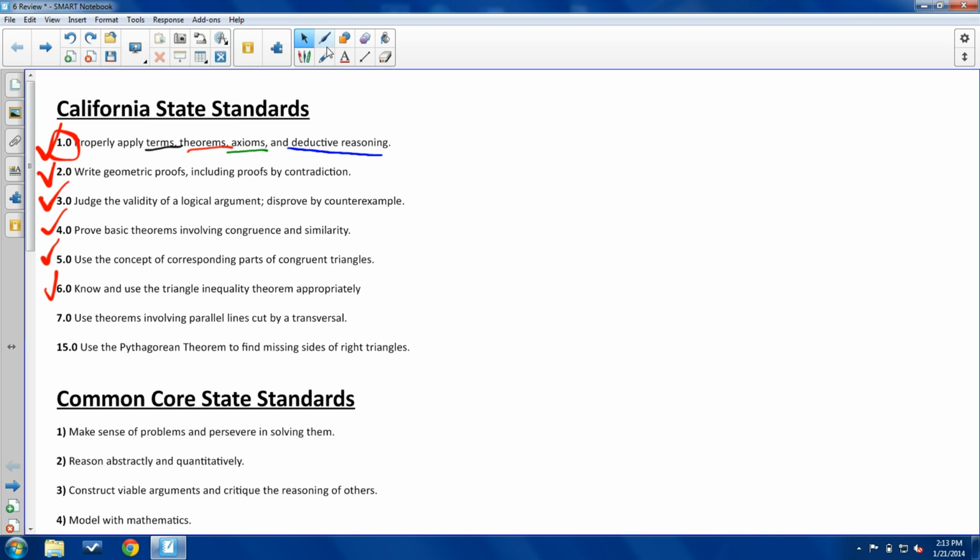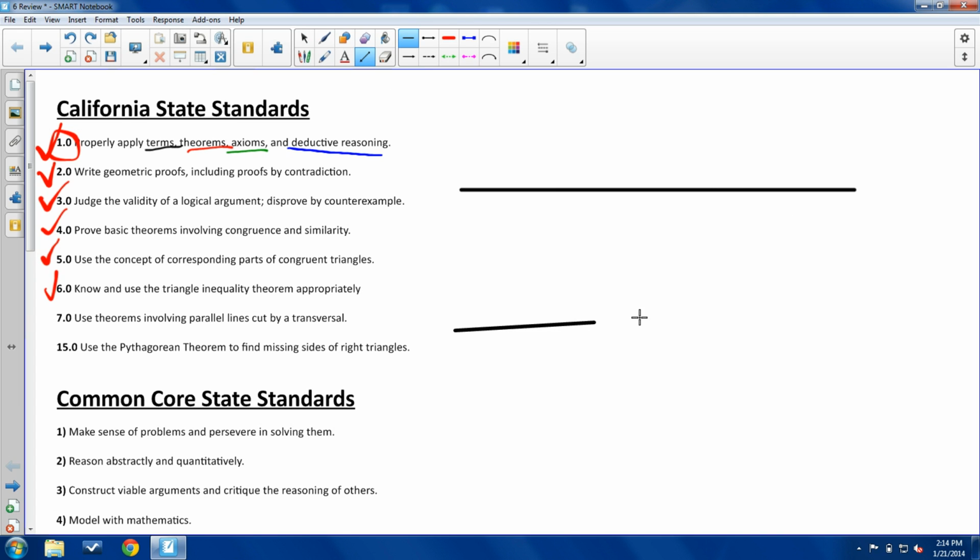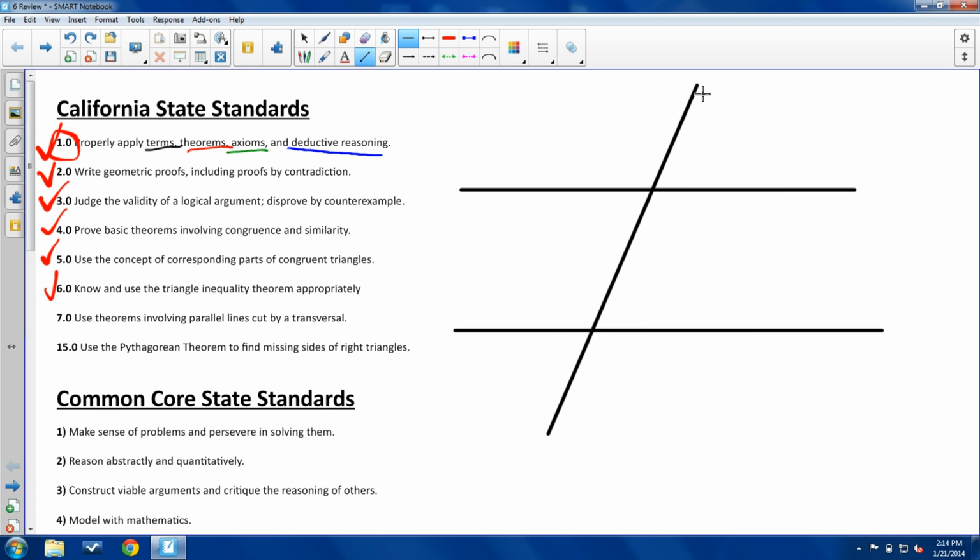Okay, use theorems involving parallel lines cut by a transversal. I'm going to kind of jump into this in the long-standing fashion and see if it can make sense to you. This is what I'd want you to do when you create this, but bear with me here. If I have two parallel lines, okay, right now the only thing that I know is that these two are parallel, all right?